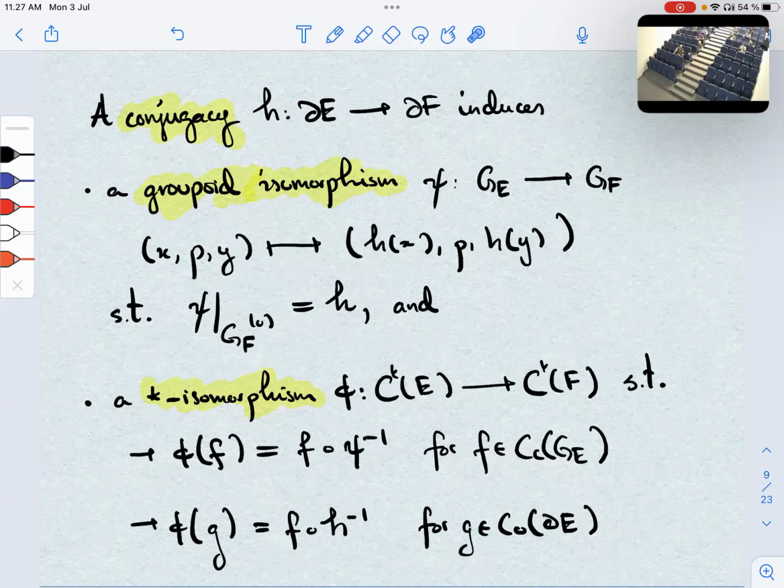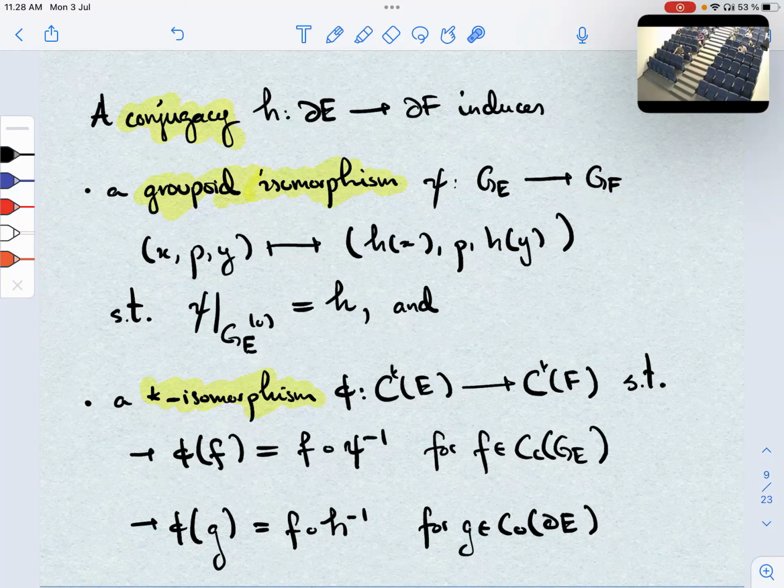And moreover, if I restrict to this unit space, sorry, this should be G_E. So if I restrict to this unit space, then I get the original map back. So remember, inside of the groupoid, it has the original space sitting inside. So if I restrict this map, psi, then I recover this original map. So it's a very naive thing to do. You just apply the H and you see that it's well defined. You see that it's an isomorphism.